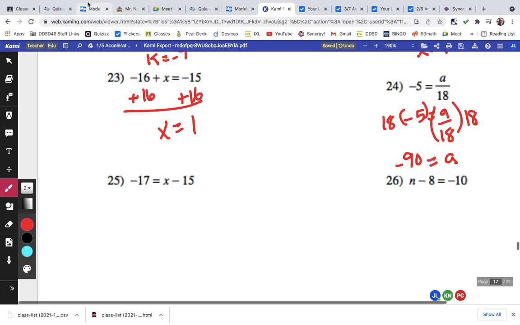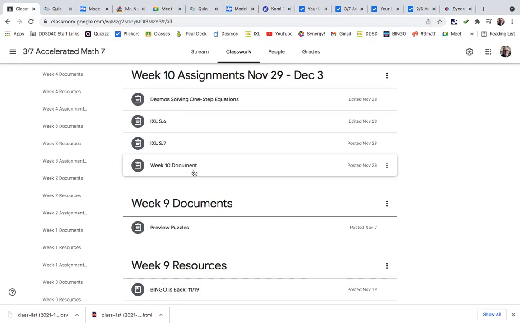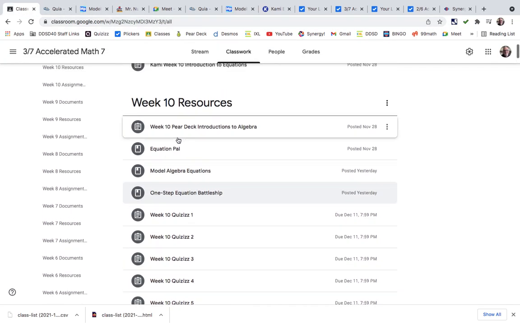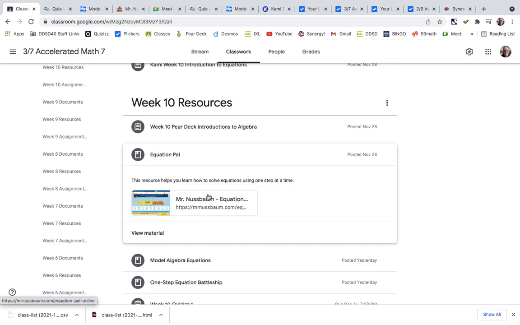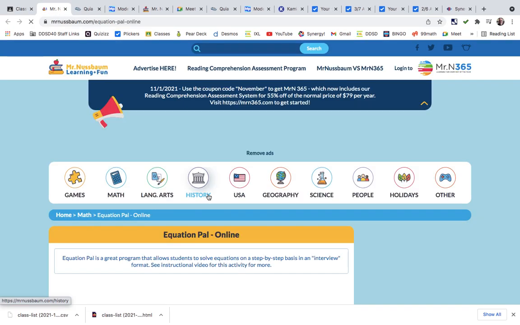And then let me go here and show you the activities that we did. We went to Equation Pal, so you might want to try that. I'll do a couple for you.